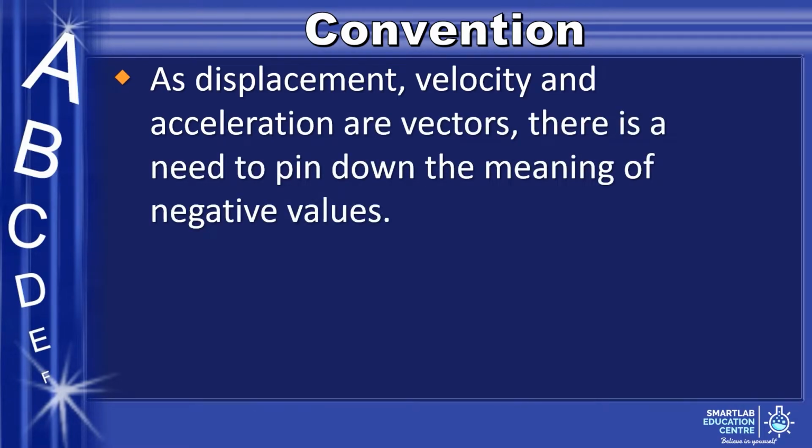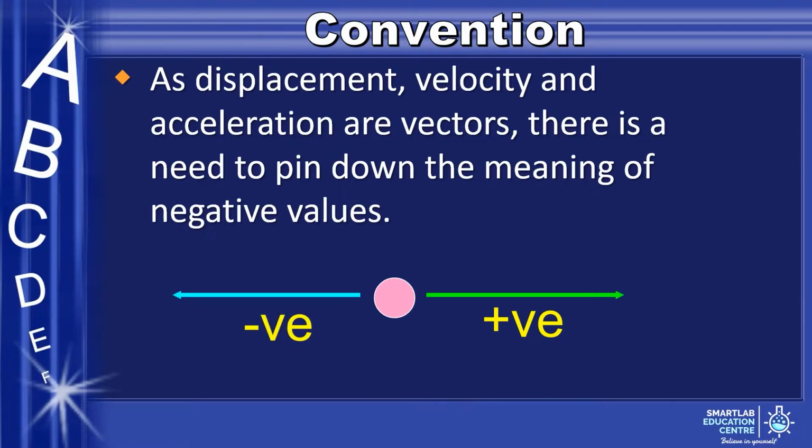As displacement, velocity and acceleration are vectors, there is a need to pin down the meaning of negative values. For example, if the object moves to the right and we denote its velocity as positive, we need to denote the velocity as negative if the ball changes direction and moves in the opposite direction.